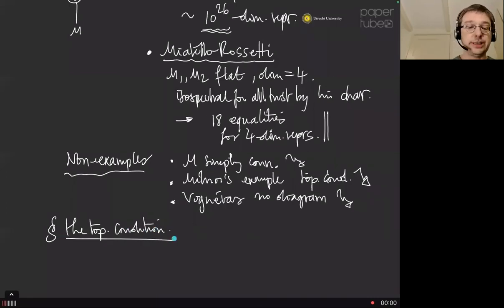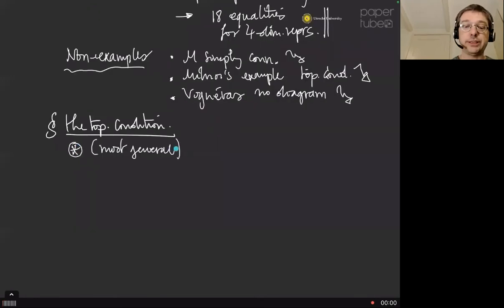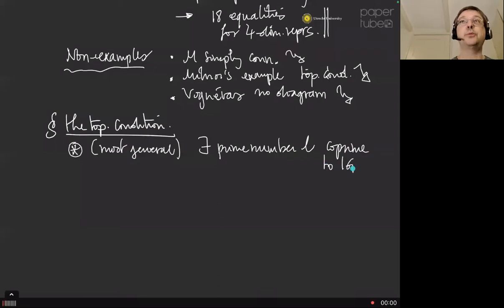Yes, so this is the most general version. Most general version says there exists a prime number, and I'll call it L throughout the talk, and L is co-prime to the order of the group G. So the group G was the group that is in the big cover. It should also be, in this case, larger than or equal to 3.